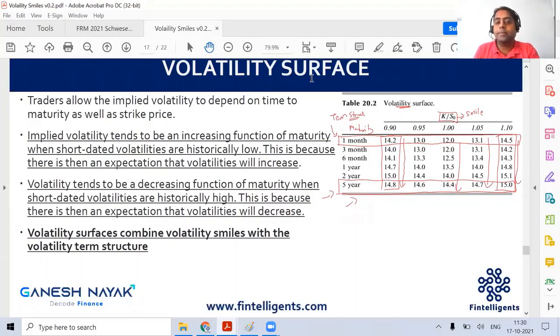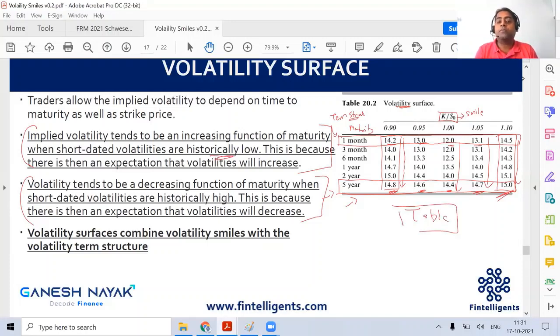Now, in this example, we have seen historically that the implied volatilities were lower. So if you look at this 14.2, 13.2, they were lower and hence the higher maturity is increasing. That is being covered over here. I want you guys to read both the points properly. Read this first point: implied volatility tends to be an increasing function of maturity when the short dated options are historically low, which has been explained properly in this table.